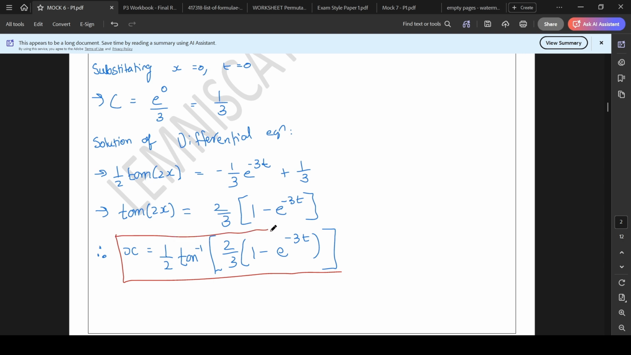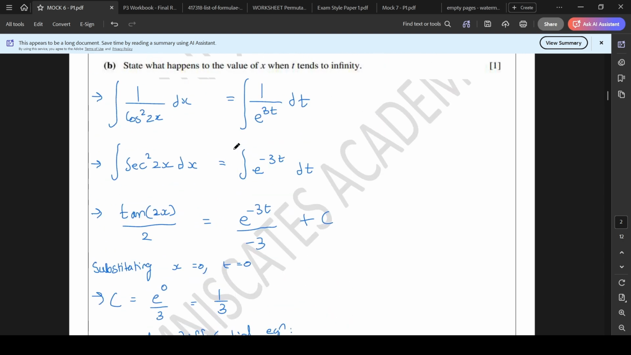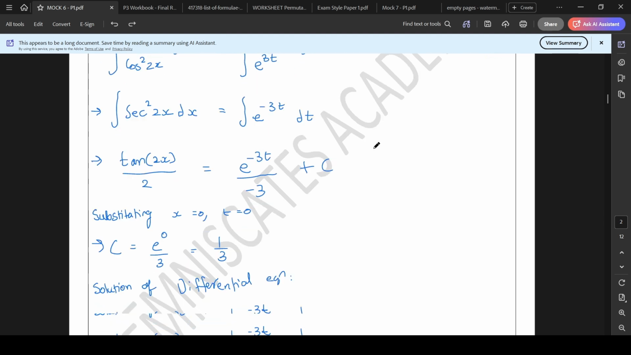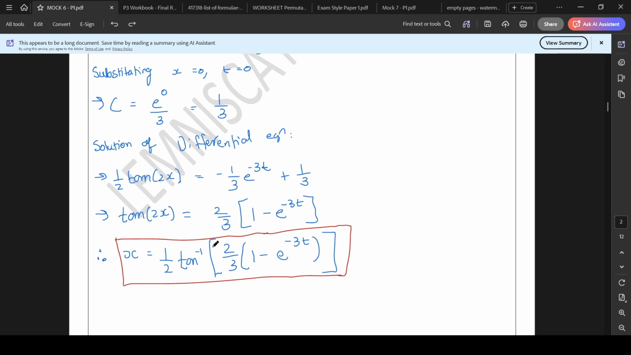Now for the second part, it is given what happens to the value of x when t tends to infinity. So in this entire equation, t is coming only in one term. So e to the power of minus 3t, what happens when t becomes infinite? If you are not really aware of the graph of e to the power of minus 3t, which basically is an exponential decay curve like this, we know that as the value of t increases, the output of this exponential decay will simply approach the value of 0.